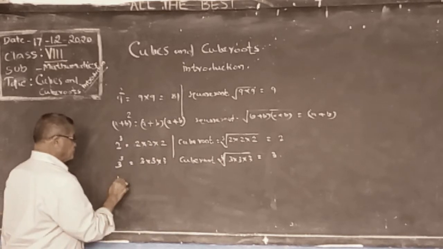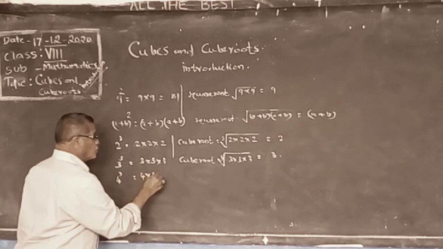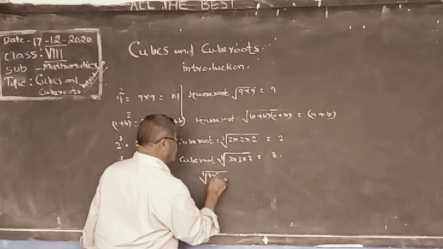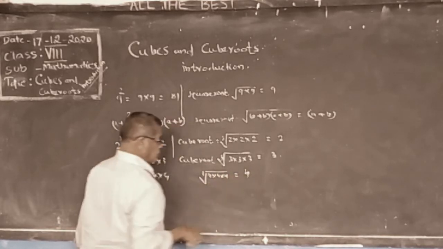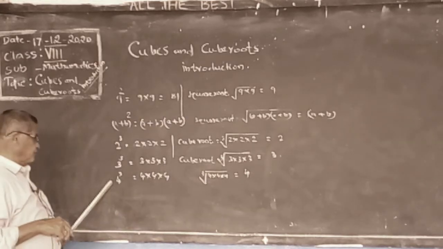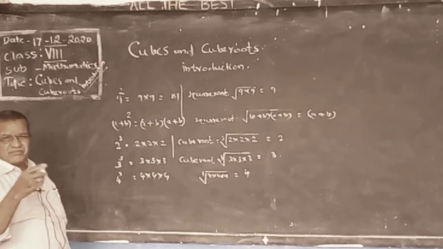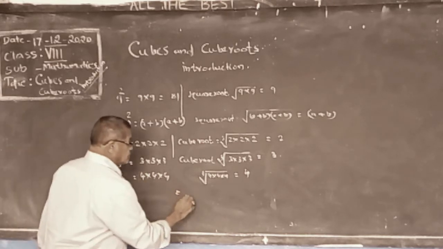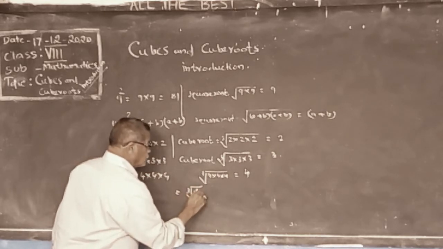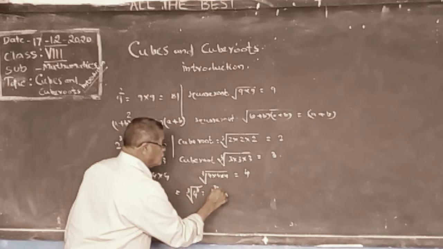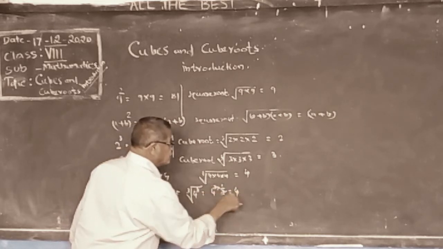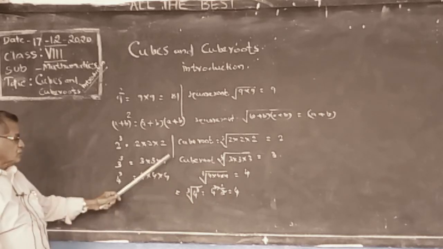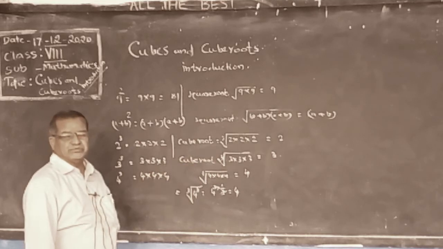4 cube, 4 into 4 into 4. In the cube root, write 3; 4 into 4 into 4 gives 4. Like that, 5 cube, and the cube root of 5 cube is 5. Shortly, write the cube root of 4 cube as 4 to the power 3 into 1 by 3. The 3s cancel, you get 4. Cube root is the power 1 by 3. Square root is the power 1 by 2.